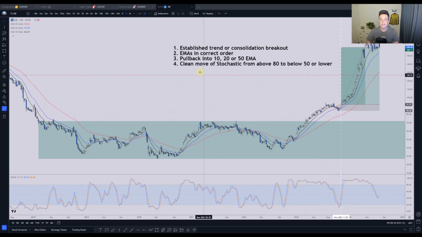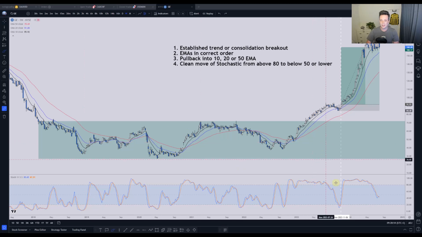Then what we need is a clean move of the stochastic from above 80 to below 50 or lower. Yeah? So you can see we are above 80 here. And then we need a clean move below the midline, or even better below the 20 line here for longs.